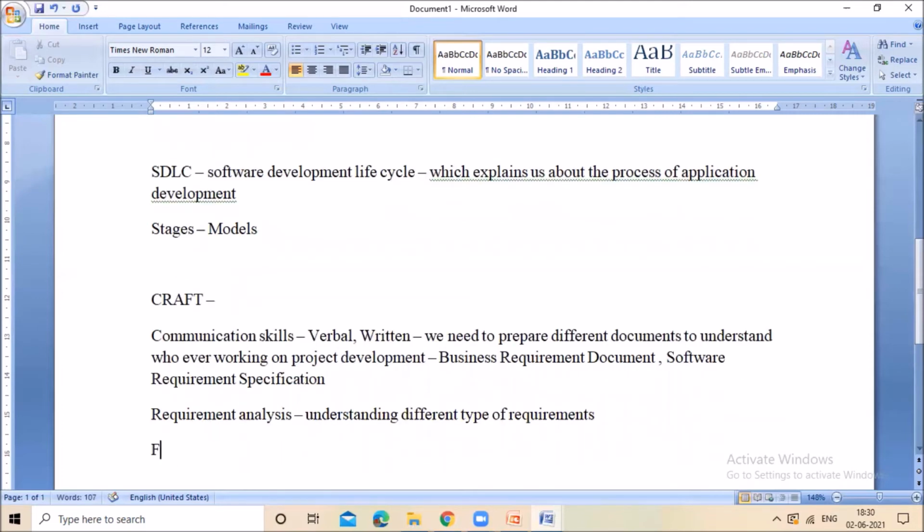Next, F stands for functional skills. With respect to a BA in Salesforce, what could be the functional skills? Exposure towards CRM is required.